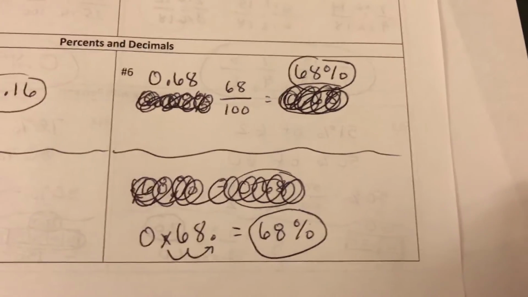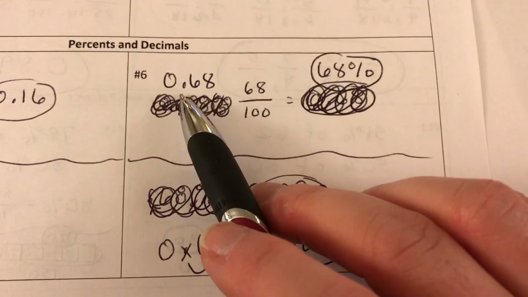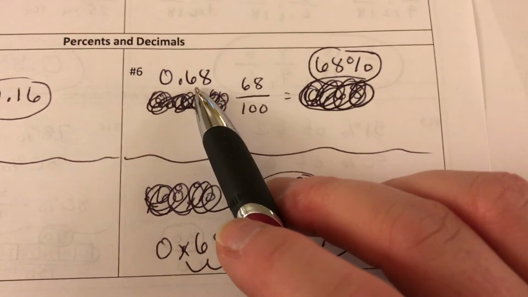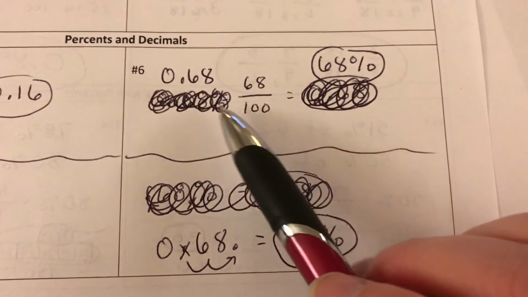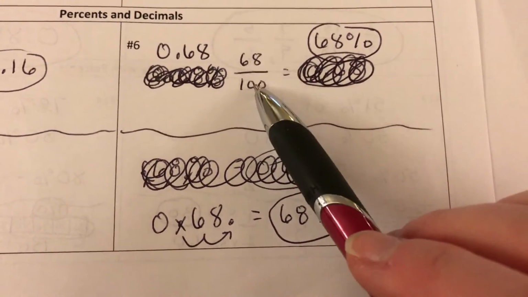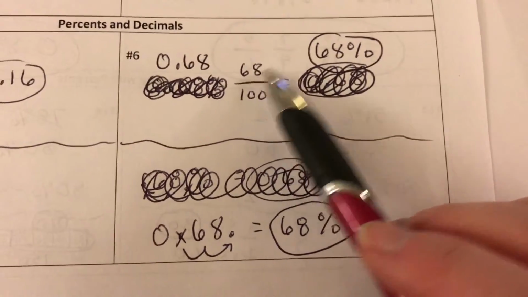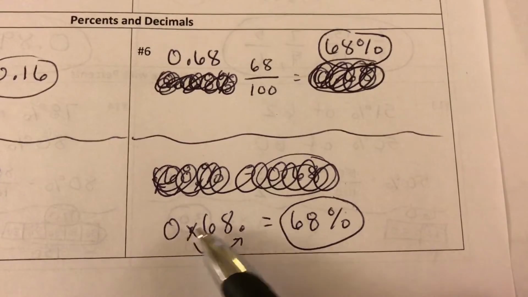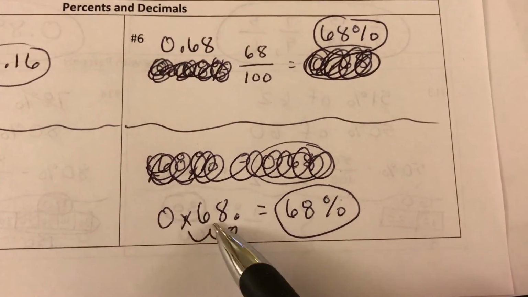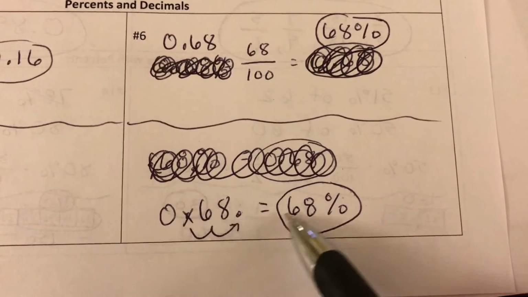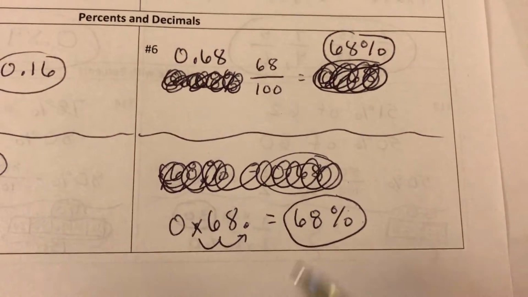All right, let's look at number 6. We have the decimal 0.68 that we're turning into a percent. So 0.68 is 68 hundredths. So you write it as a fraction. 68 over 100 is 68%. Or you could have moved the decimal. So you have 0.68, cross off the decimal, move it 2 to the right. That's 68.0, so that's 68%.